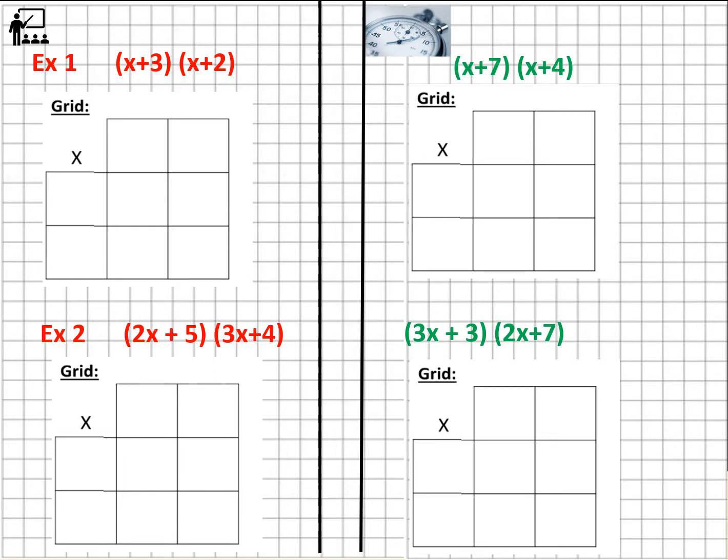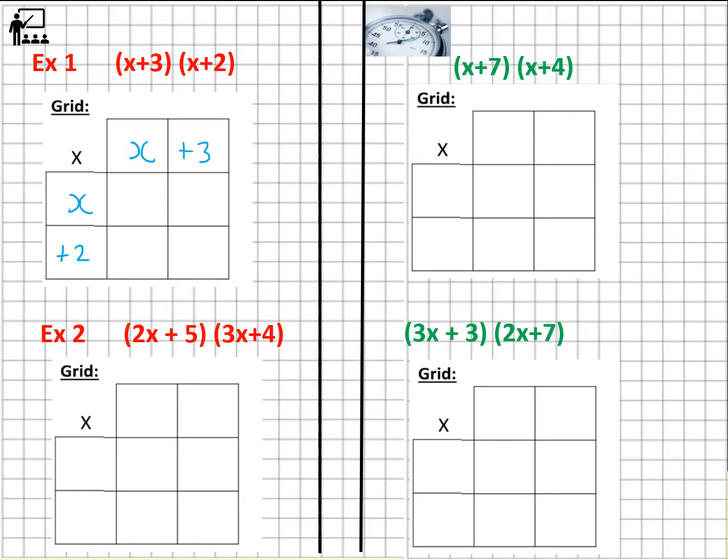So example 1 is expand x plus 3 brackets x plus 2. I like to use a grid method where we put the x plus 3 in the top box here, and we put the x plus 2 in the box down the left hand side. Okay, and then it's just a simple case of multiplying out all the different terms.